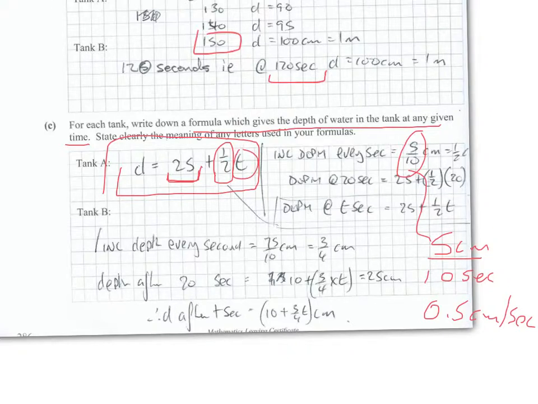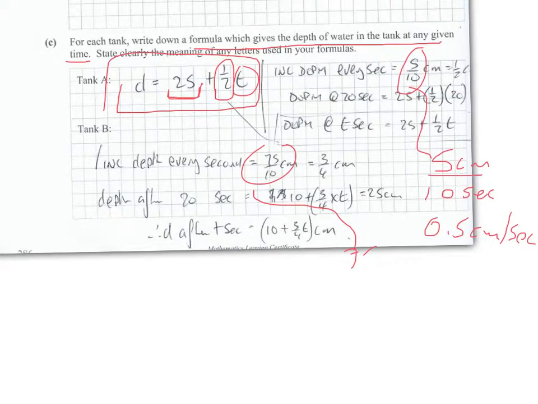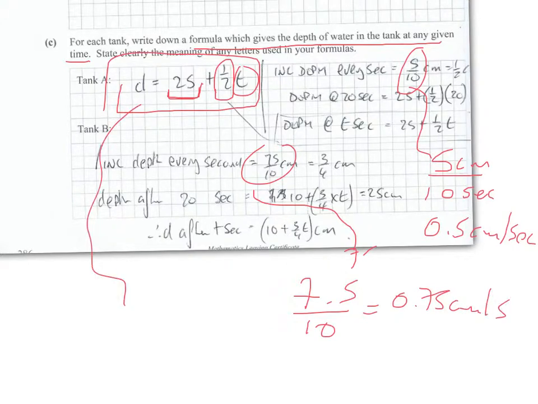And the rate then in tank B is actually 7.5 divided by 10, so 0.75 centimetres per second. So D after t seconds in this case will be our initial 10 plus 0.75t.